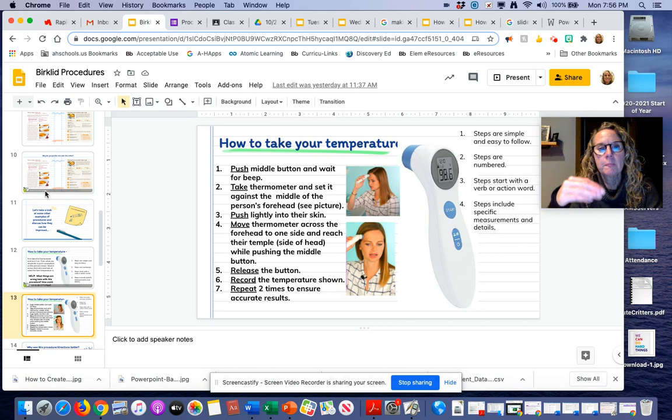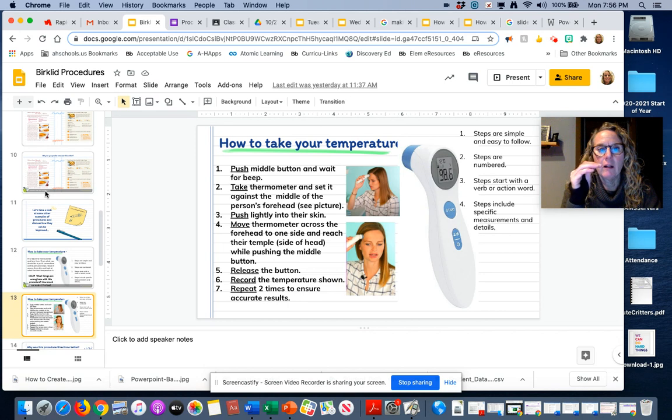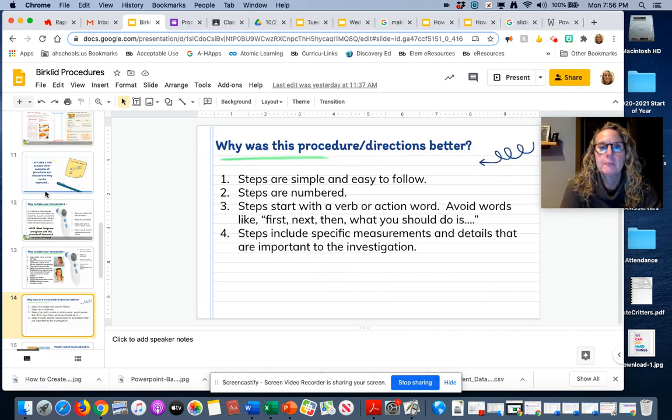So if you look, the steps are simple. They hardly use any ands unless it was important to continue that step. The steps are numbered. All of them start with an action word, something to do, and the steps are specific and include measurements or amounts. So why was it better? We just talked about that. The steps are simple and easy to follow. They're numbered, all of those things. We avoided the words like first, next, and then, which were in the initial.